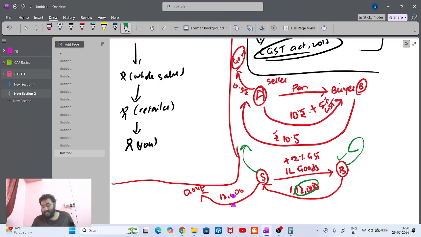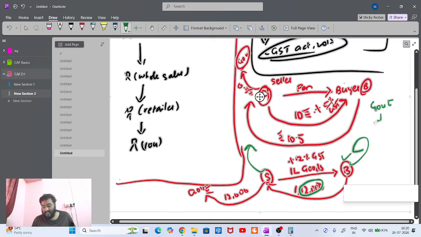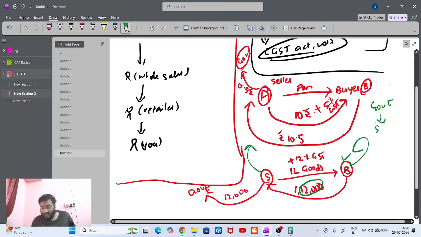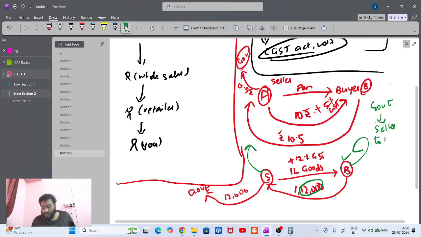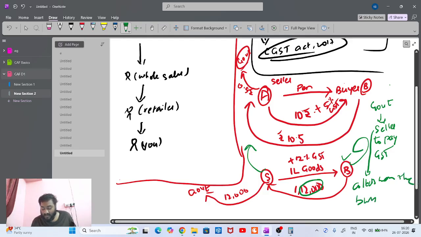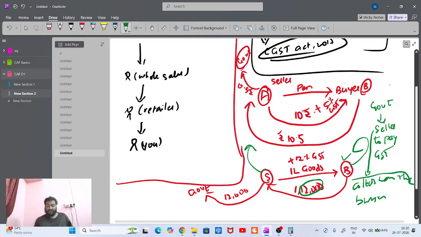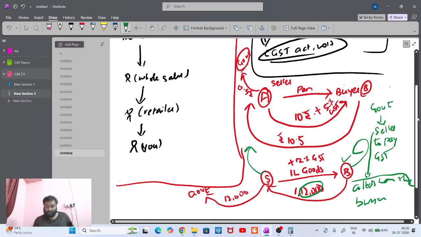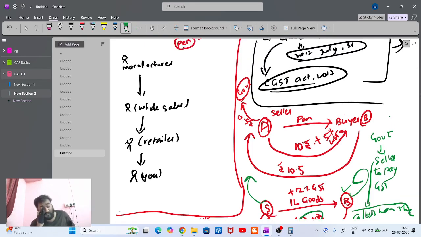So basically, the government requires a seller to pay GST. The seller, what does he do? He collects it from the buyer, right? This is the GST. And now there's a concept called output tax, input tax, and so on. I will explain how it goes.